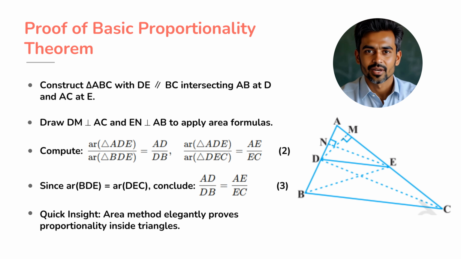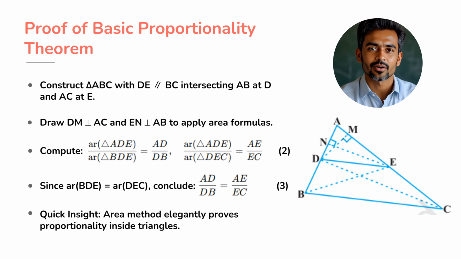Similarly, if we compare triangles ADE and DEC using perpendicular EN, we see that their areas have the same height EN. That gives us the ratio of side AD divided by side AE equals the ratio of the area of triangle ADE to the area of triangle DEC. Let's call this equation 3.